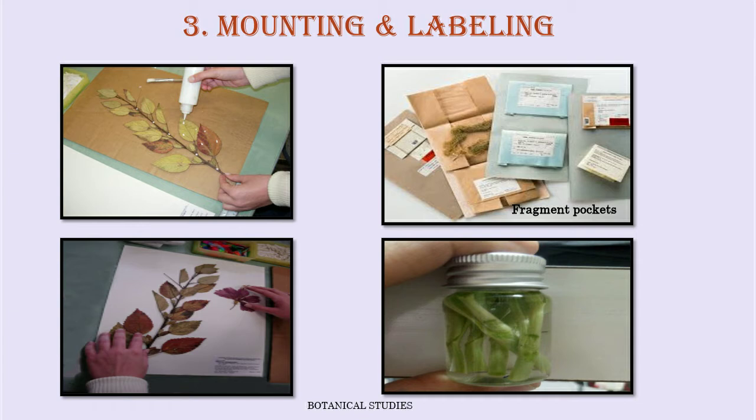Mounting and labeling. The dried specimens are mounted on herbarium sheets of standard size, that is 42 by 29 centimeters. Mounting is done with the help of glue, adhesive or sellotape. The bulky plant parts like dry fruits, seeds, cones, etc. are dried without pressing and are put in a small envelope called a fragment pocket. Succulent plants are not mounted on herbarium sheets but are collected in 4% formalin or FAA, that is formalin acetic alcohol. A label is pasted or printed on the lower right hand corner.